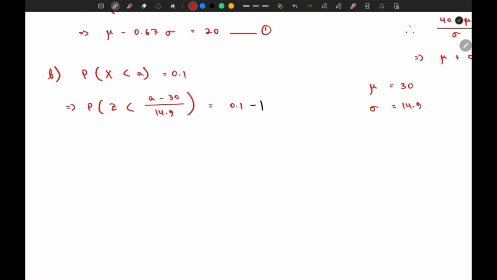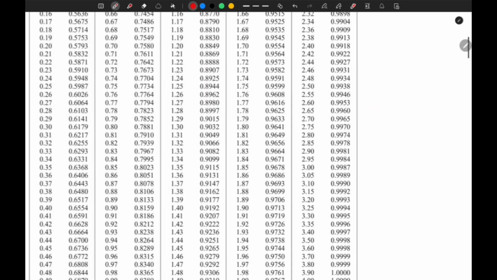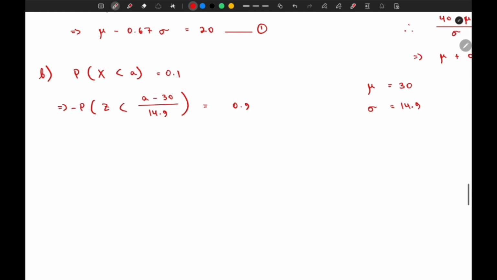So subtracting 1 from it will give us negative 0.9. Now since there are no negative values for the probability, we need to move this negative sign to the left hand side of the equation. So this will be negative probability of z is equal to 0.9. So when the probability is 0.9, we need to get the value for z. So we have a value which is close to 0.9, which is this one. The value of z is 1.28. So we can say that this is equal to 1.28.